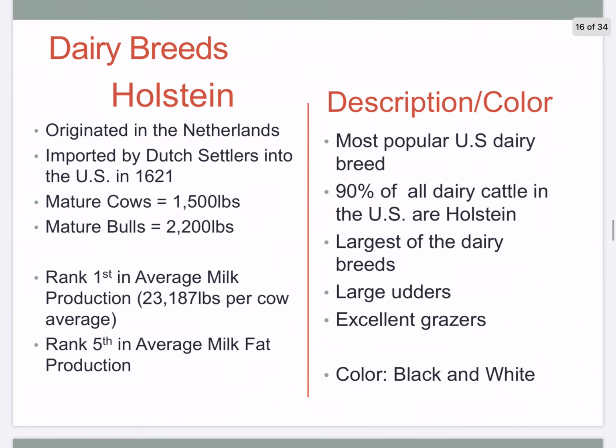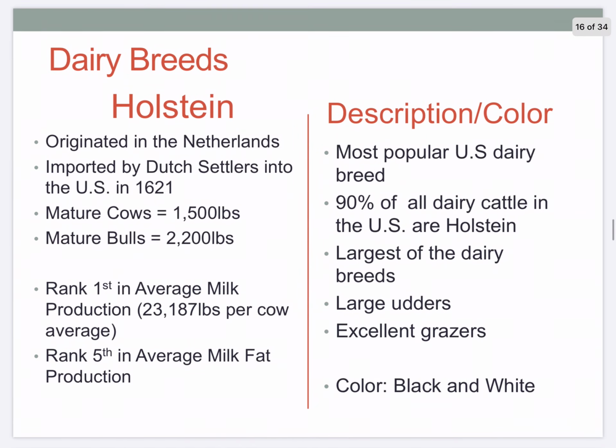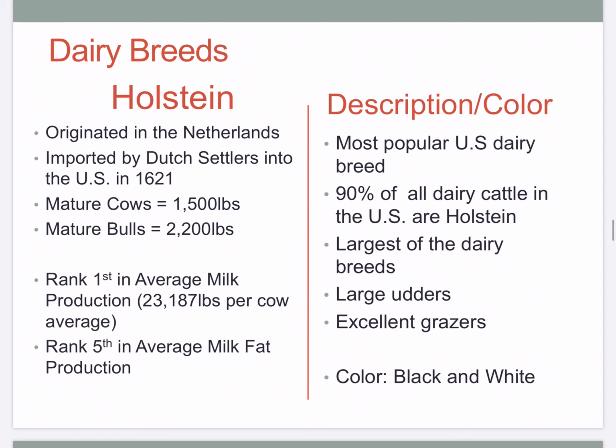Okay, so the breed is a Holstein. And no, that is not a picture, because it says color is black and white. So don't look at that picture. Ignore me, okay? So it's got your rank, it's got your pounds, it's got the history. So it's got all that information in there, and then as far as we have a description.